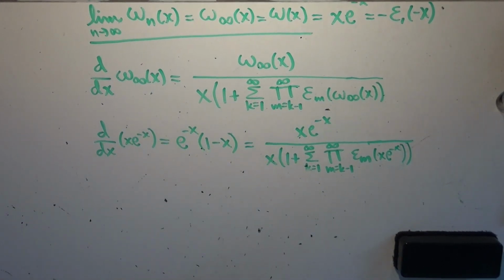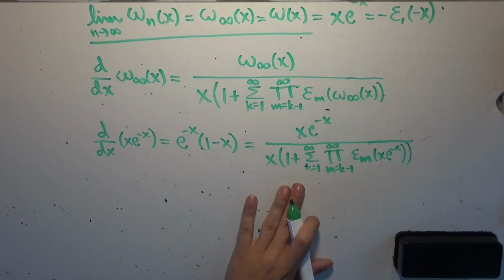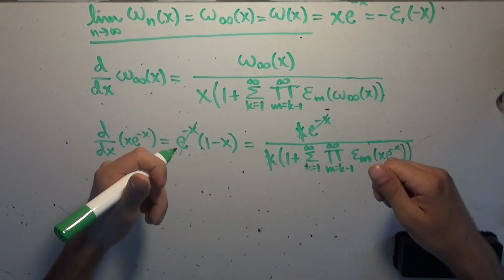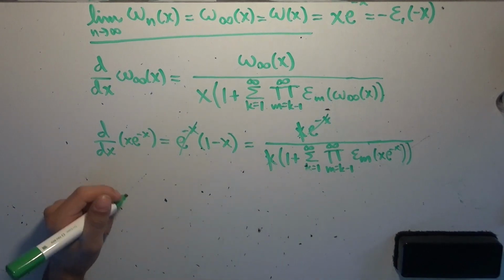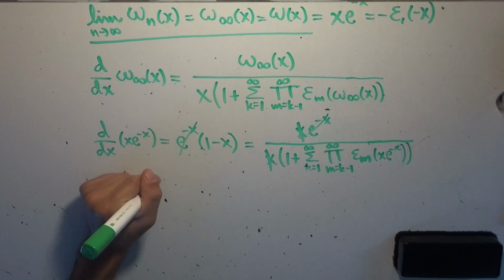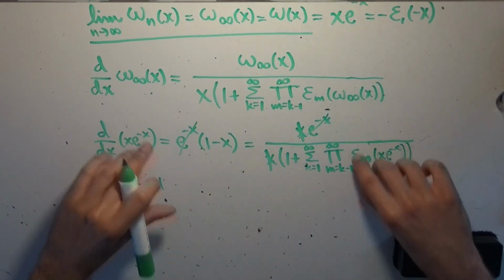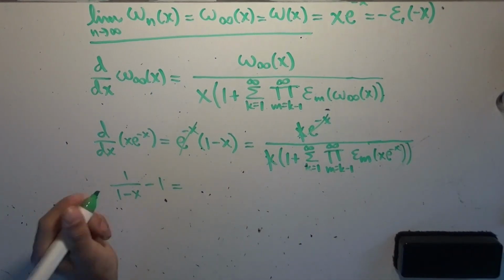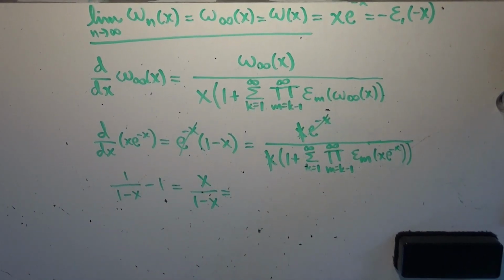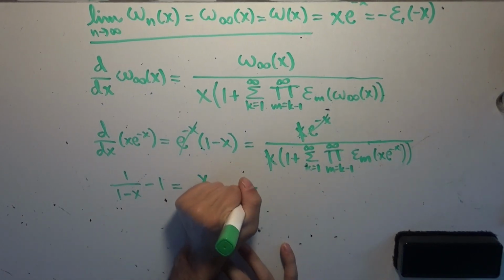The amazing thing is this. Because these two things must be equal, I can cancel the e to the negative x's, I can cancel the x's, I can reciprocate both sides, subtract that 1 over, and we end up with the result that 1 over 1 minus x minus 1, because this 1 will get subtracted over after we've reciprocated both sides, which is the same thing as x over 1 minus x. This is equal, somehow, to the sum.